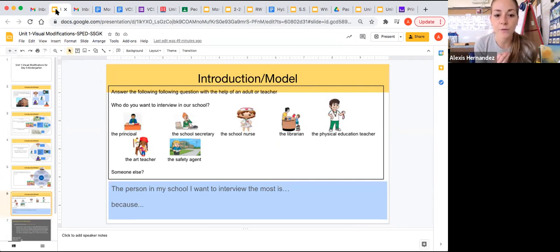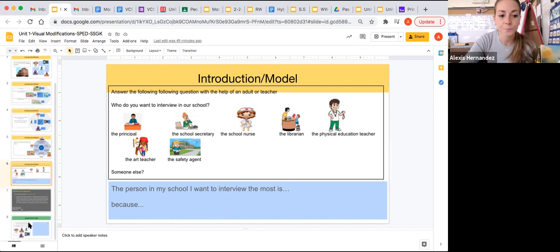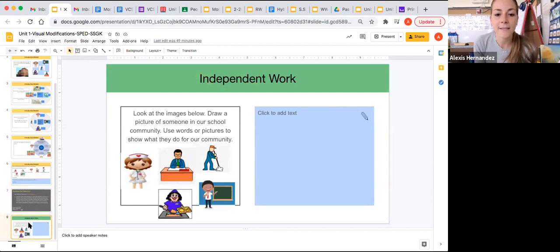Do they want to interview the principal? Oh, maybe the art teacher. I see an image of a nurse. Maybe I want to interview the nurse. And they can use this to help them. Finally, the last slide is where they draw a picture of someone in the school community, and there's additional images to help them with this independent work.